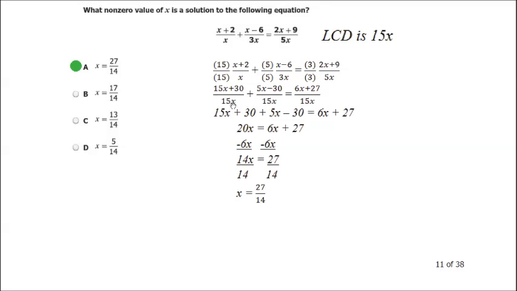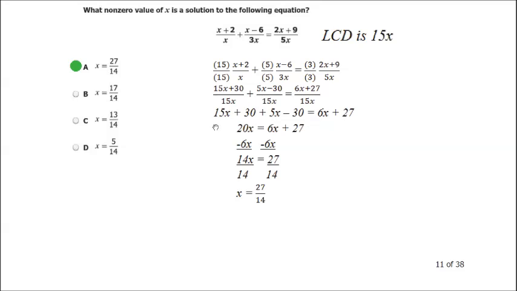So now that the denominators are matching, I just need to take care of these numerators. Here, if I distribute 15 times x plus 2, that's going to give me 15x plus 30. Distributing the 5 to the x minus 6, that's going to give me 5x minus 30. Distributing the 3 to the 2x plus 9 gives me 6x plus 27. Since the denominators match, now all I'm going to do is concern myself with the numerators. So 15x plus 30 plus 5x minus 30 equals 6x plus 27.